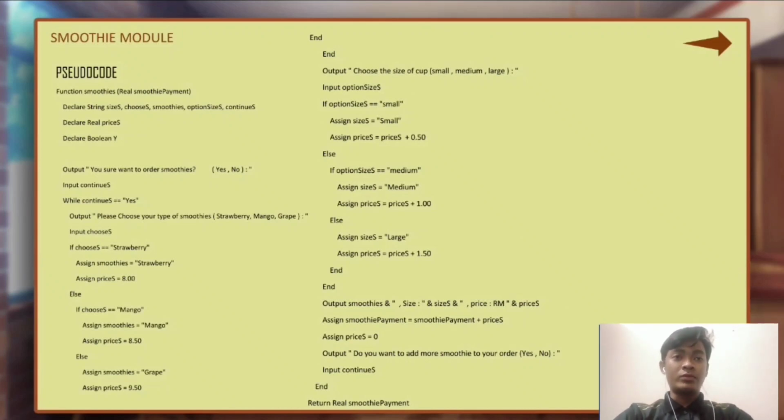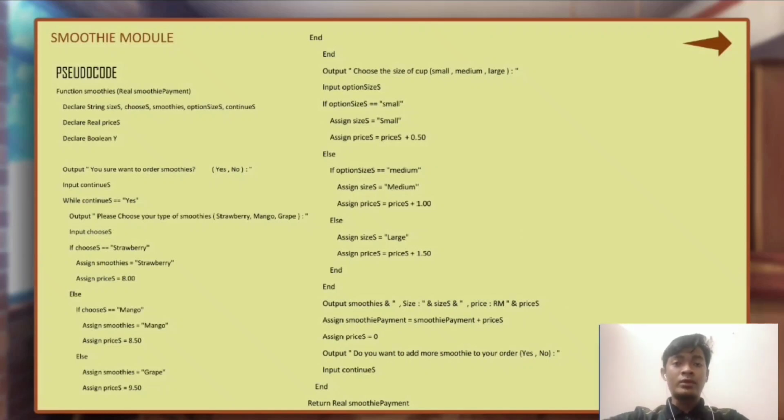After that, the program will display the size of the cup. The variable option will be input by the user. If the user chooses small, the user will be charged 50 cents. Else if the user chooses medium, the user will be charged 1 ringgit. Else the user chooses large, the user will be charged 1 ringgit 50 cents. After that, the program will display the smoothie size and the price that they ordered.